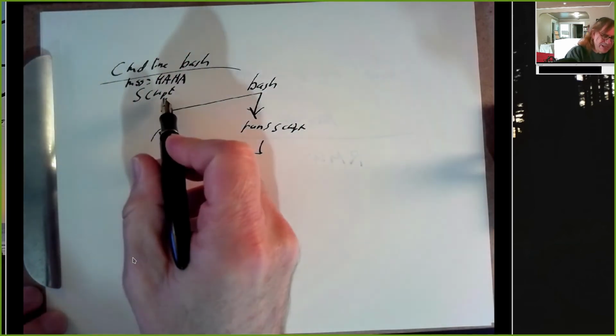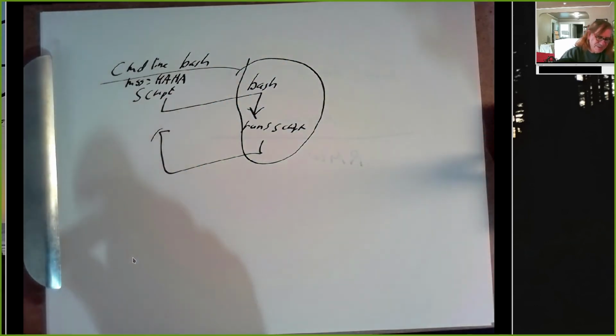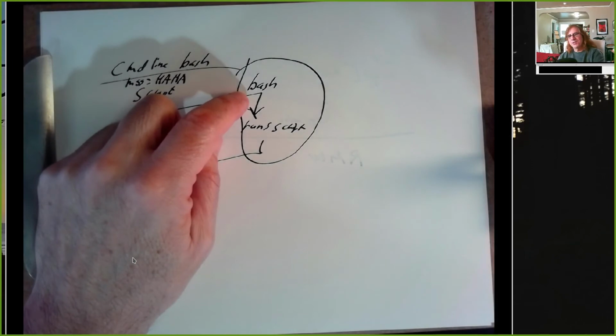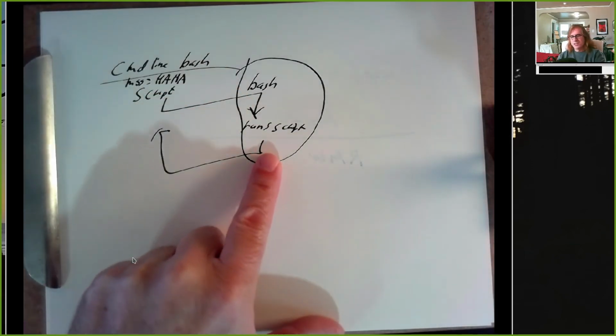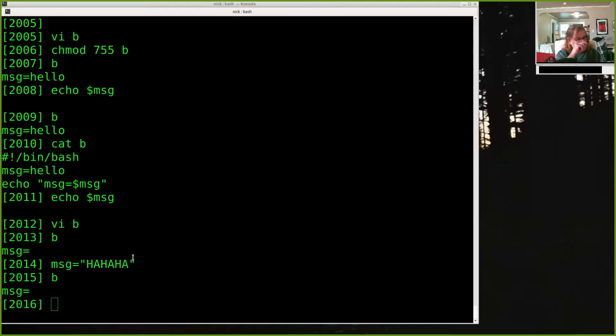Because over here, I said message equals haha. But when I typed in the name of my script, a whole new session started, a whole new process running bash. And when bash starts, MSG does not have a value. So this executes my bash RC file, and that might give some things values. But when the script starts to execute, MSG has not been assigned a value. Now I can override that.